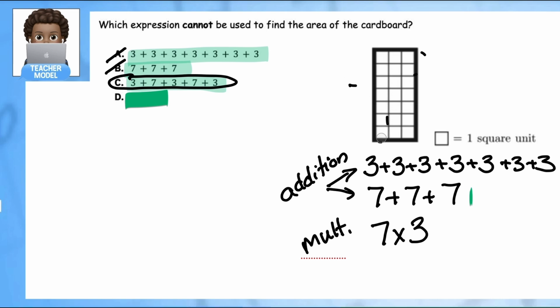Okay, let me just erase that for a second. And our last one's probably our multiplication, 3 times 7, which is another valid way. So that's one kind of question you might see today if you're using our Math Mini Lessons handout for today. You might be asked to find an expression that cannot be used to find the area. Or they might ask you, can you make an expression that can be used? So be ready for both and read carefully. Hit pause and jot this down into your notes.